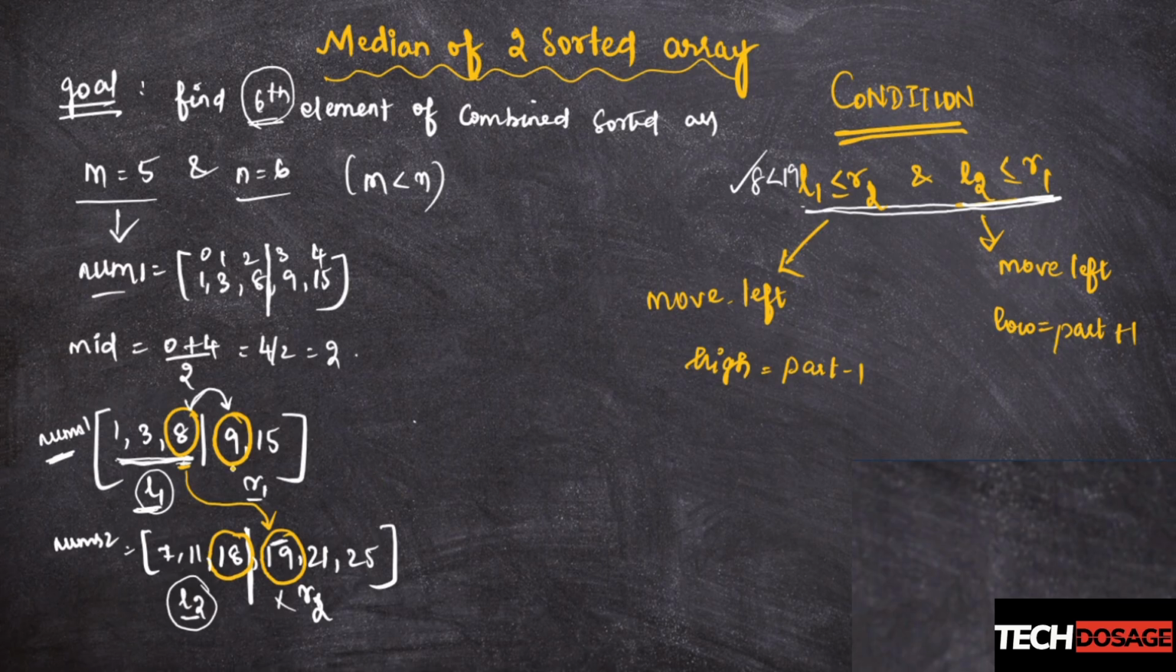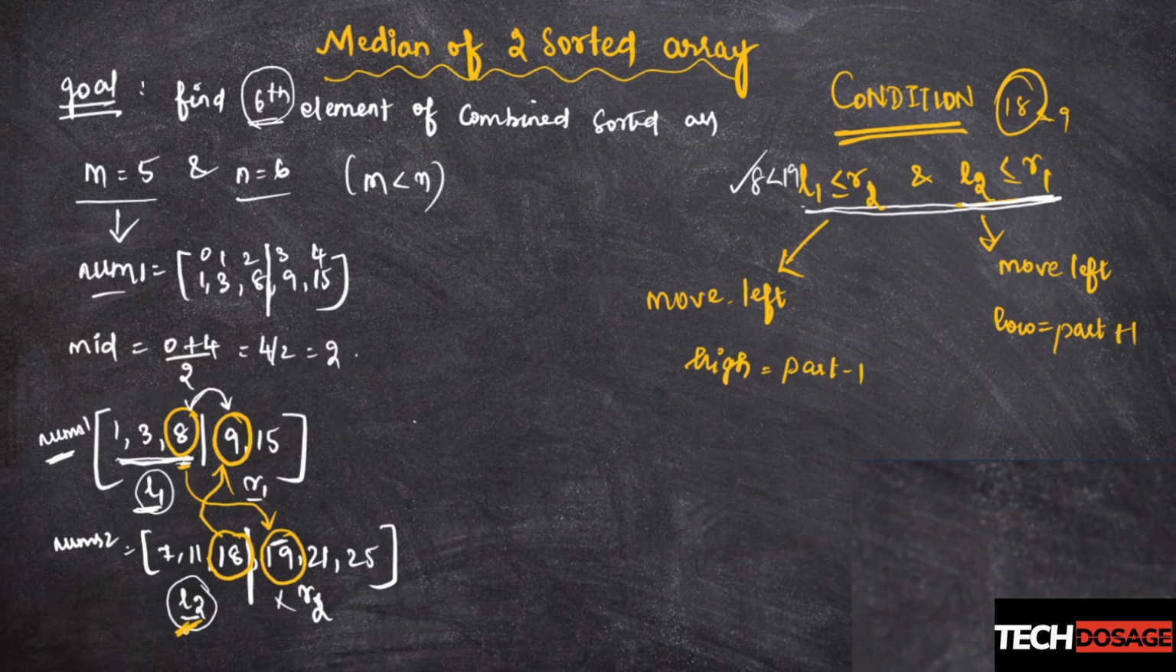What is L2? Sorry, L2 is 18 and R1 is 9. Is 18 smaller than or equal to 9? No. 18 is bigger than 9. So then how can I say this belongs to L2?